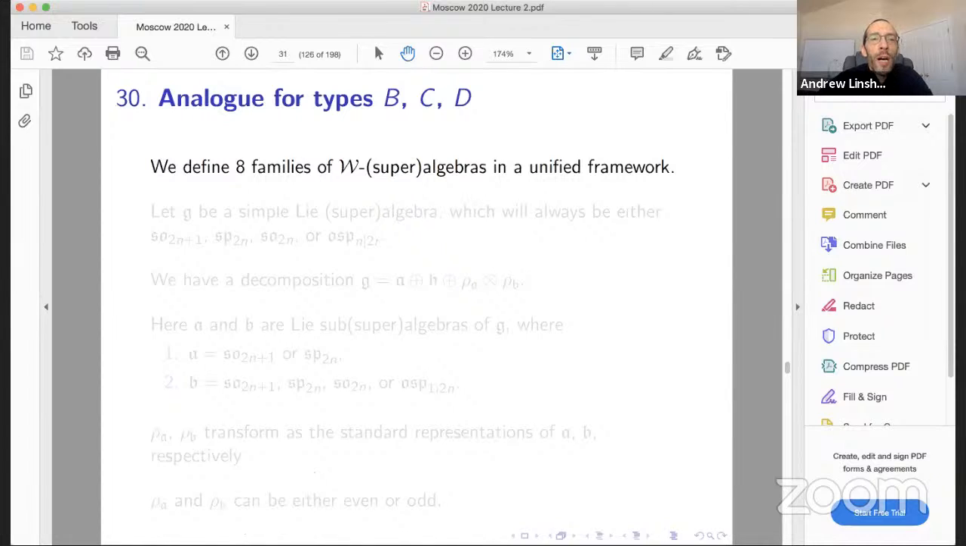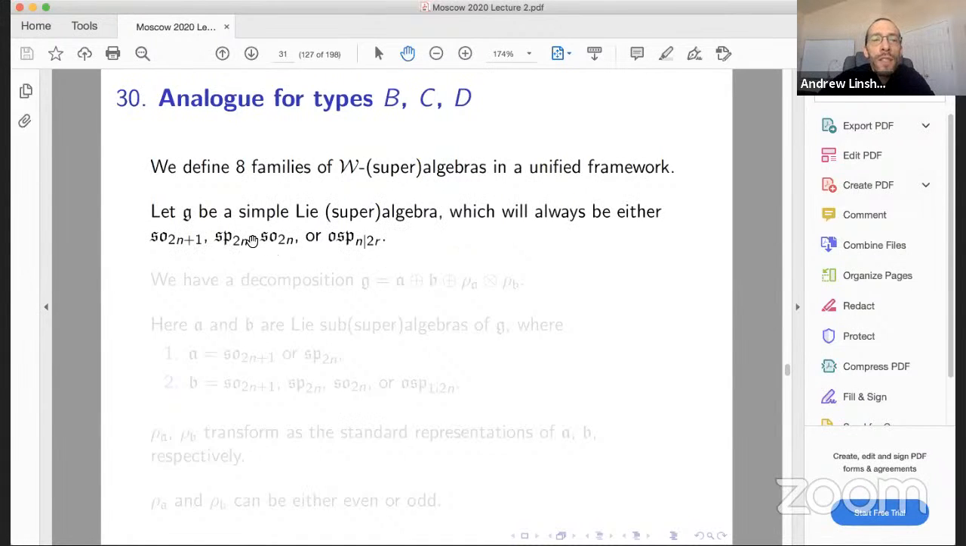here the story is more complicated. You can't separate BCD types, but you have to look at the way that they interact. So I'm going to define 8 families of W algebras or W superalgebras in a kind of uniform framework that is similar to the way that we describe the hook type W algebras for type A.